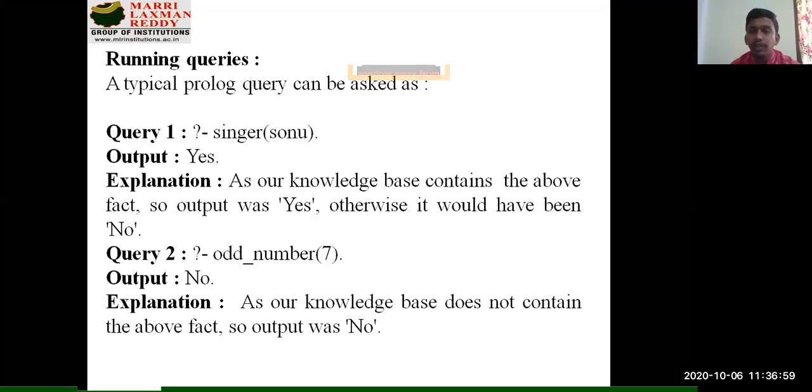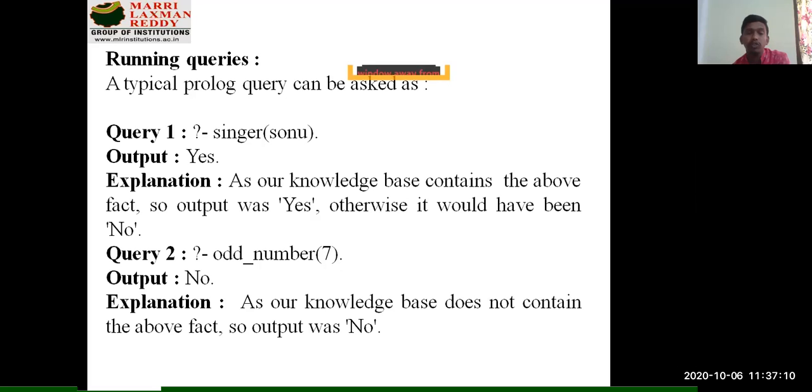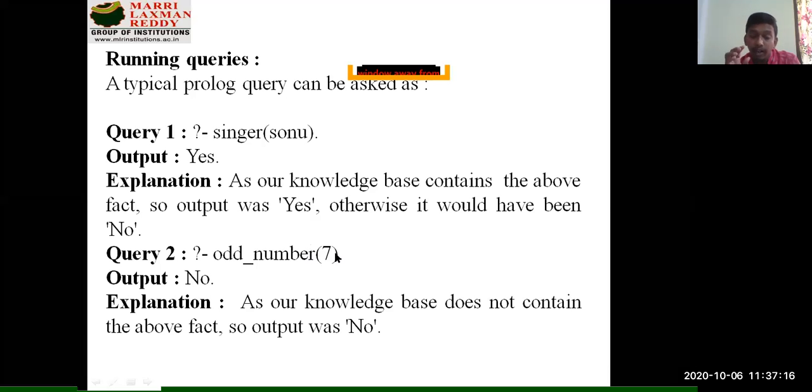So the output is given as no. This is the difference between a human being and your propositional logic. That's why we are coming to predicate logic. Basically 7 is an odd number according to our knowledge, but according to the knowledge base of the given system, 7 is not fed to the knowledge base. So the answer is given as no. As our knowledge base does not contain the above fact, the output was given as no.